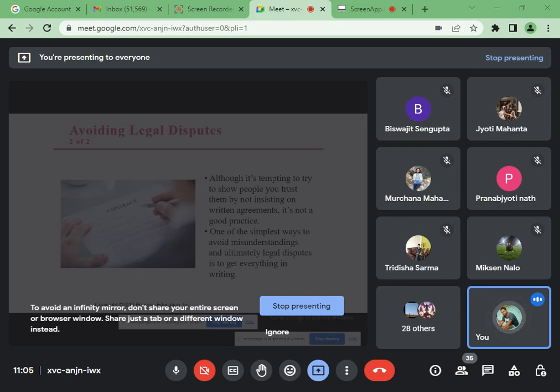So that is a contract. The first step in avoiding legal disputes is the contract. Although it's tempting to show people you trust them by not insisting on a written agreement, it's not a good practice. One of the simplest ways to avoid misunderstandings and ultimately legal disputes is to get everything in writing. We may trust someone and not have a written agreement, but it's not a good practice. Before we start anything with someone, we must have everything in writing so that if a legal dispute arises in future, we have the record of it.